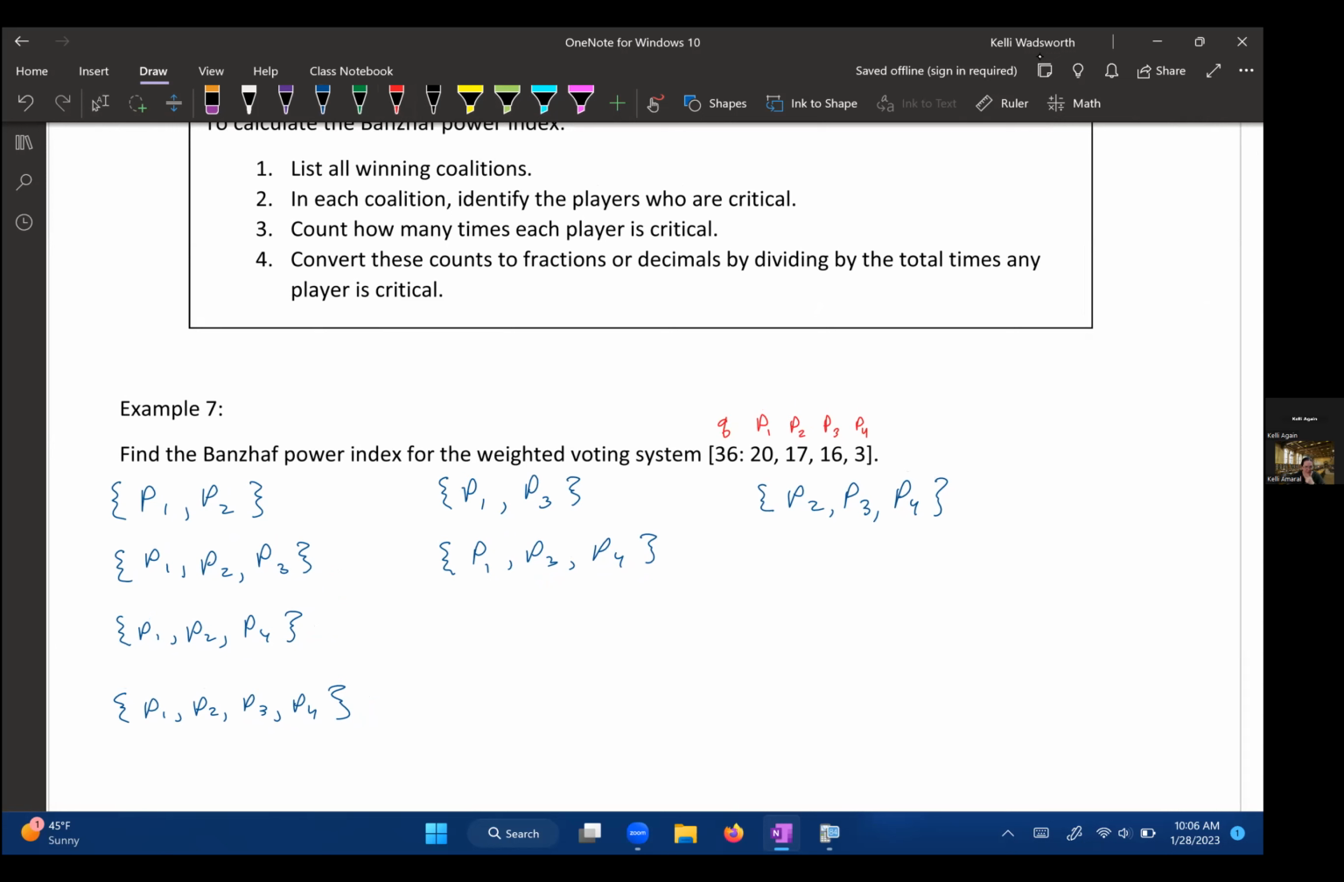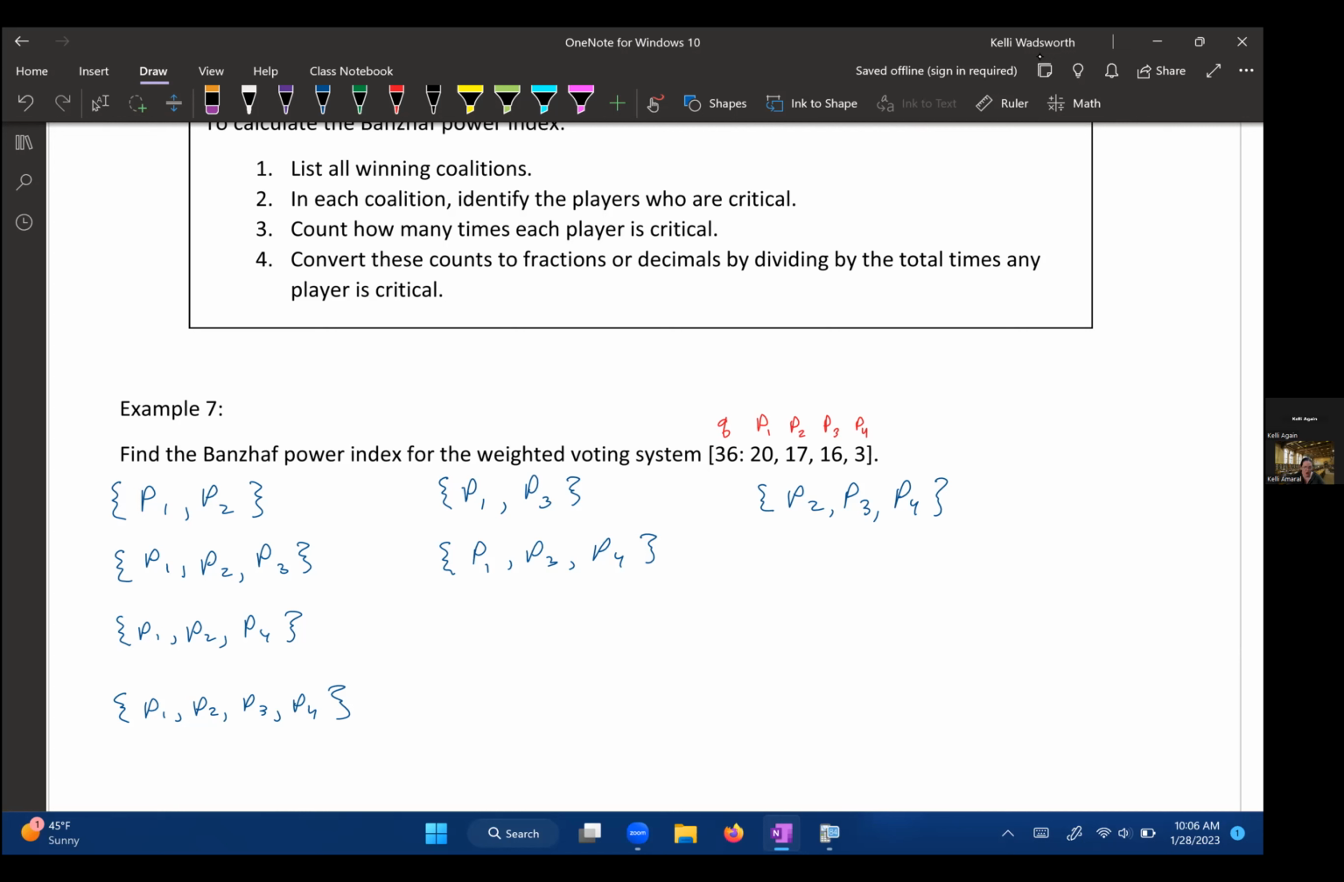Well, okay, so let's remind ourselves. What does it mean to be critical? A player is critical if they are a member of a winning coalition, and if you remove their votes, the coalition is no longer winning. So their votes are necessary to reach quota. Our quota is 36.